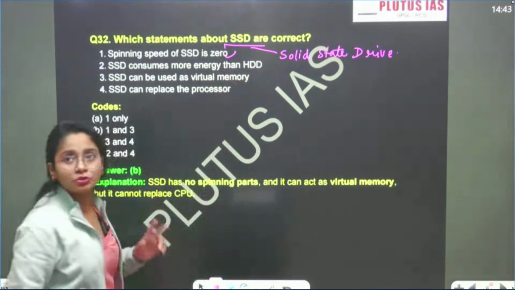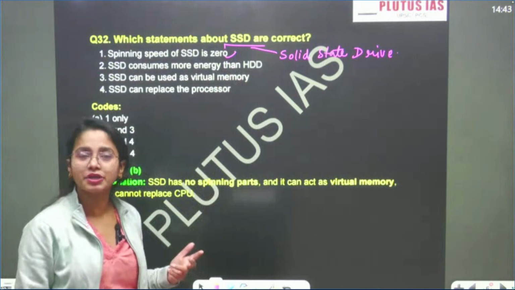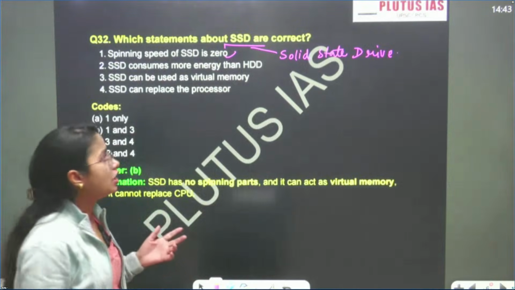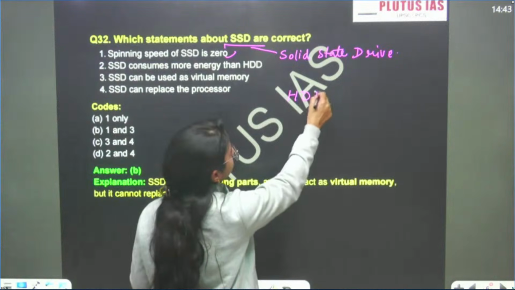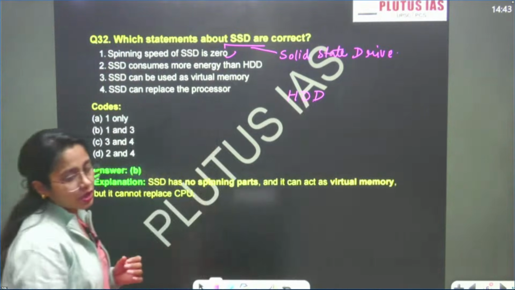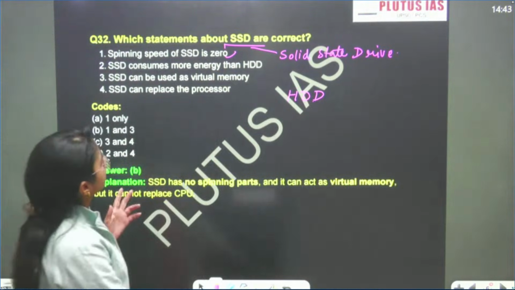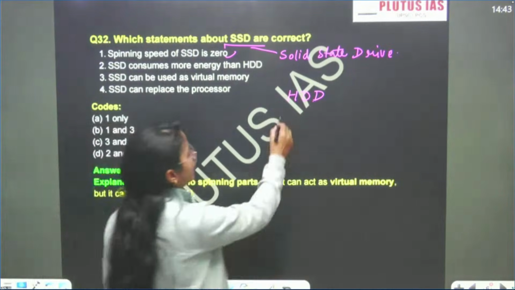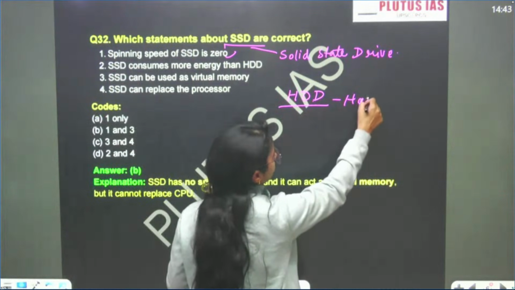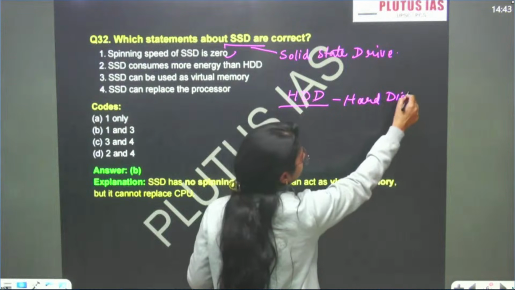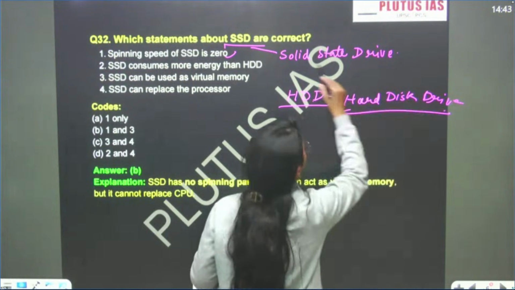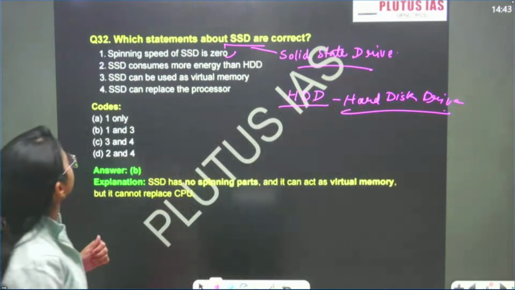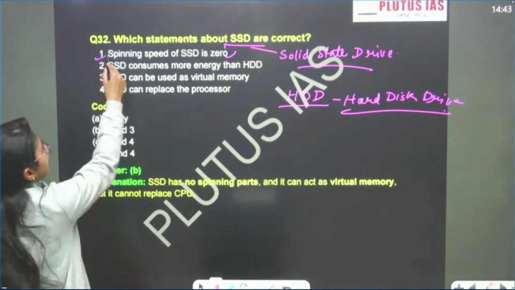Yes, these are two terms actually. If you have covered the computer portion from any book, there are two things: one is SSD and the second is HDD, that is hard disk drive. There are two things which are generally read comparatively. These are majorly the two things. So what is the question? Which one is correct? Spinning speed of SSD is 0.